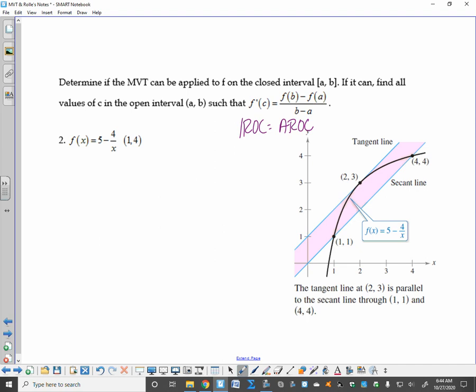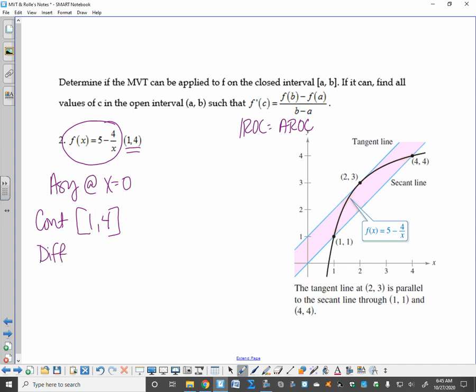And my function is this thing. All right. It has issues. Where does it have issues? See, number one didn't have issues. It's quadratic. It's very well behaved. This one has an asymptote at x equals 0. Okay, so it's not continuous. But I'm only interested on the interval 1 to 4. So it is continuous on the closed interval 1 to 4 by the skin of its teeth.